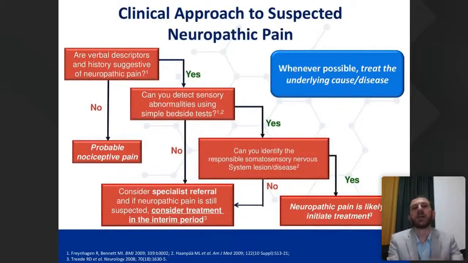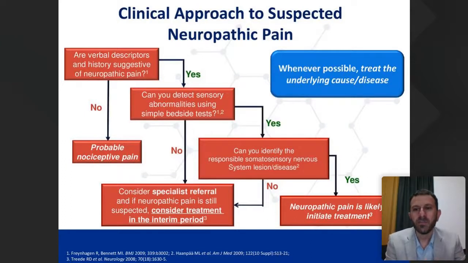How do you approach someone with suspected neuropathic pain? The first thing you want to do is listen to the verbal descriptors and the histories. Are they suggestive of neuropathic pain? If they aren't, then you're probably dealing with nociceptive pain. If they are, then you've got to detect, is there an abnormality that you can find?